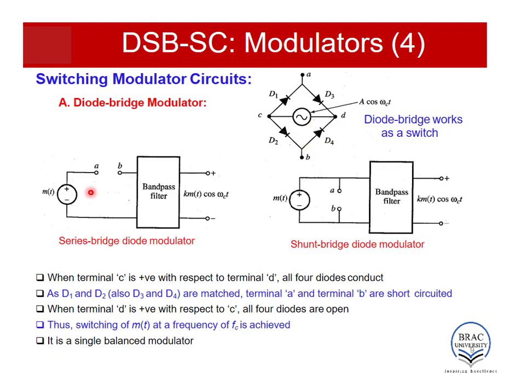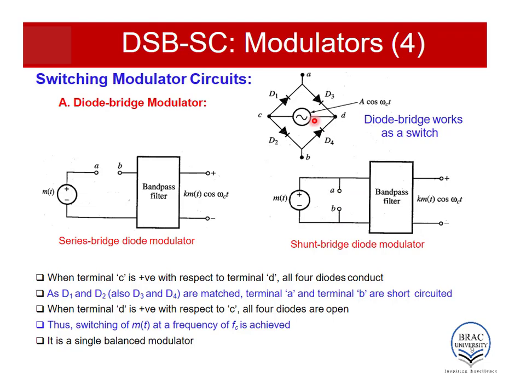The same explanation holds true for this too. We can use this circuit in this fashion too, as the shunt bridge. In this case, when all the 4 diodes are conducting, A and B is short circuited, then all the message will be passed to this path and the input to the bandpass filter will be essentially 0.